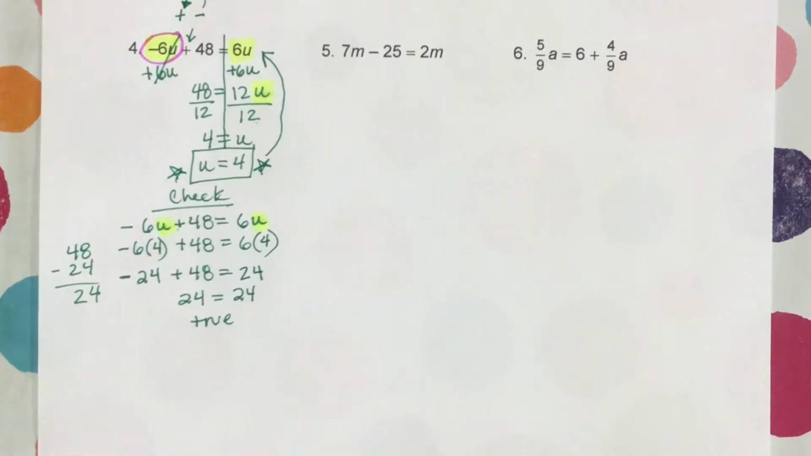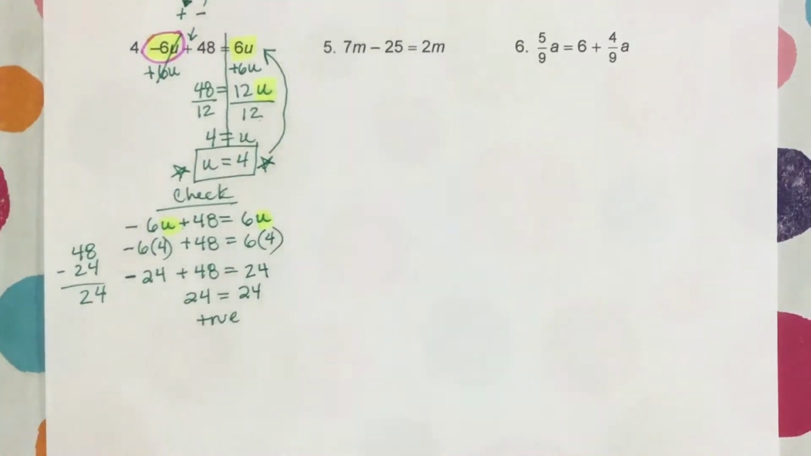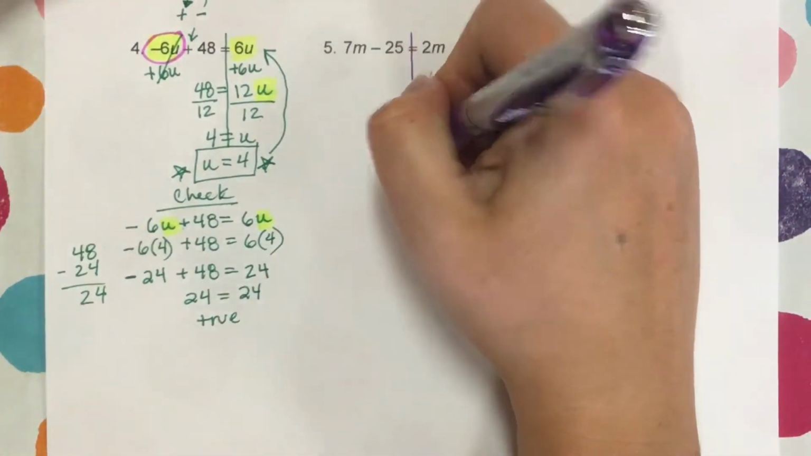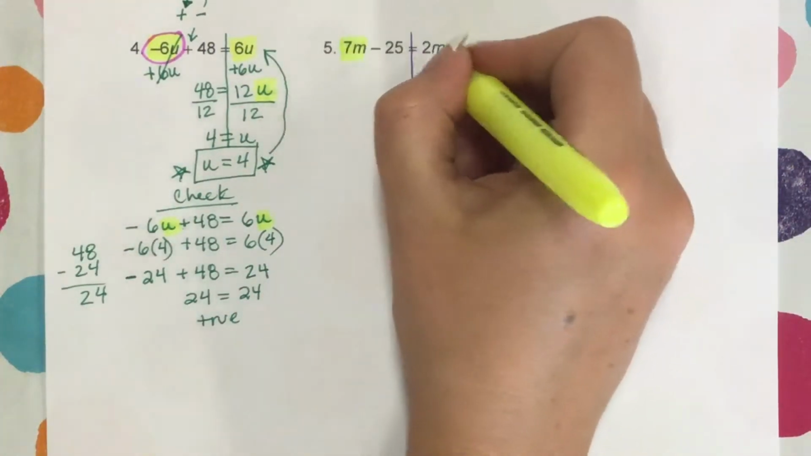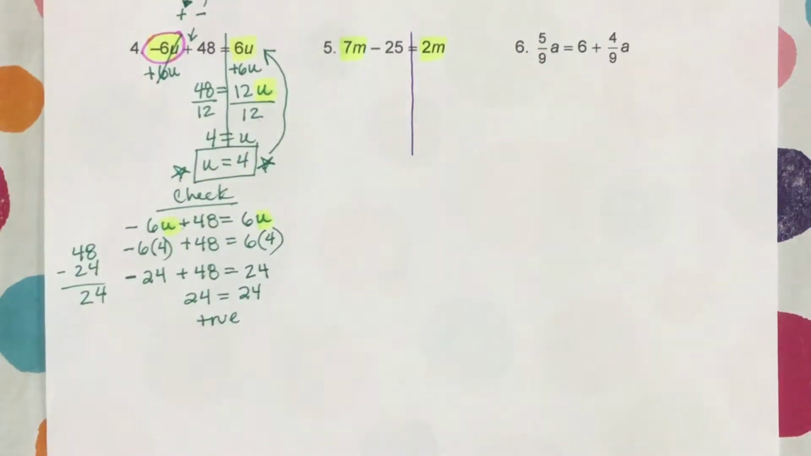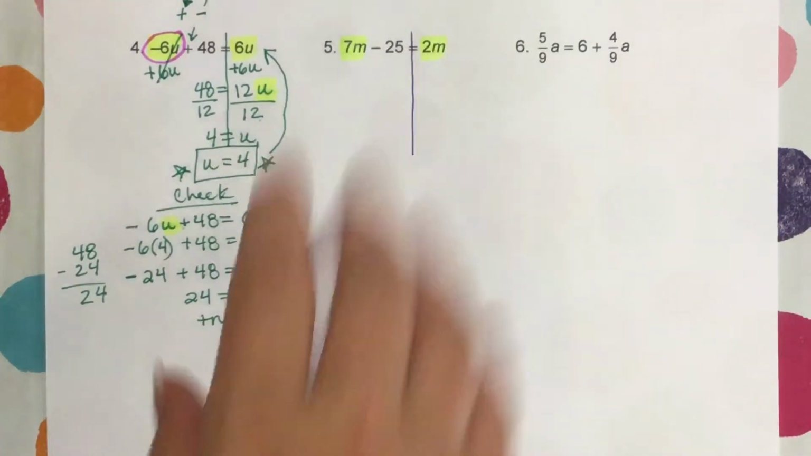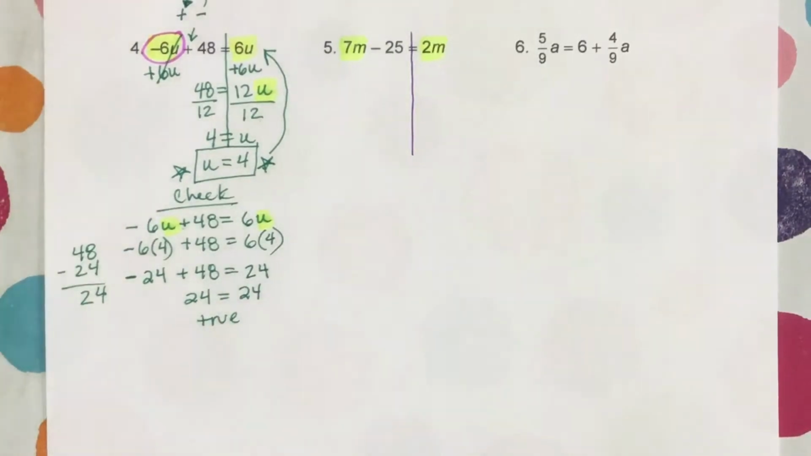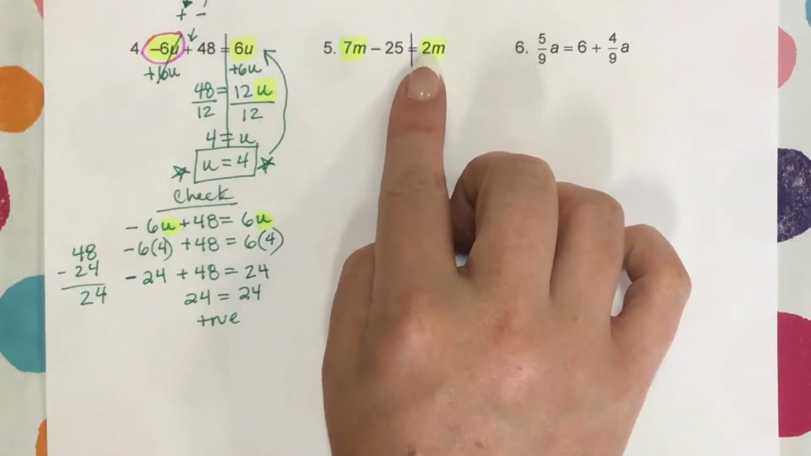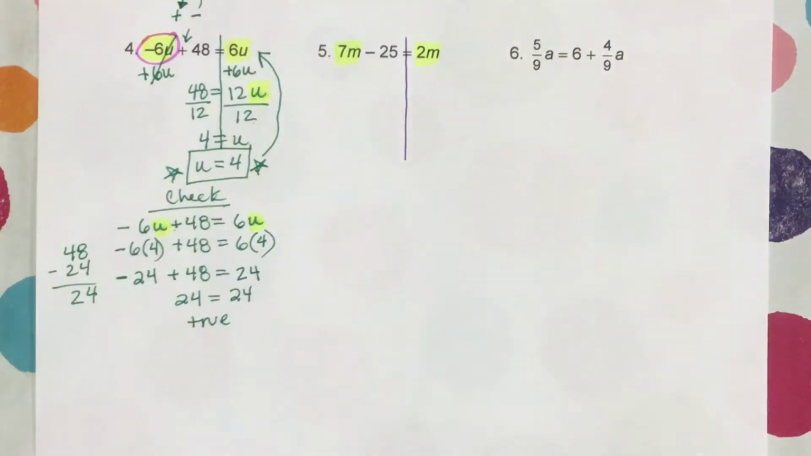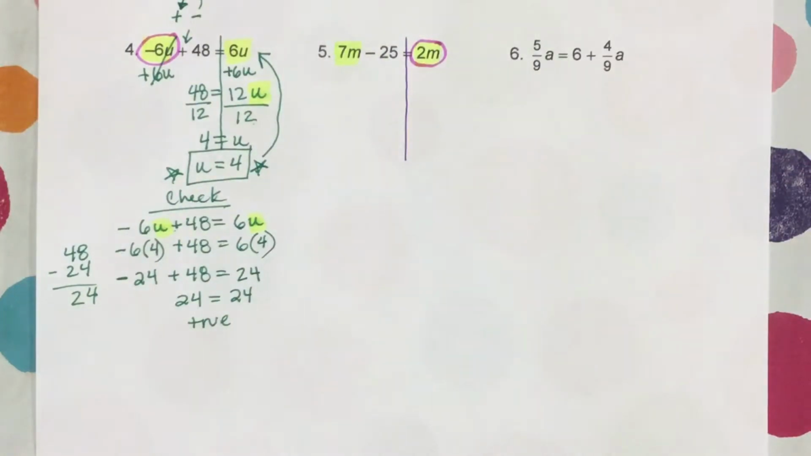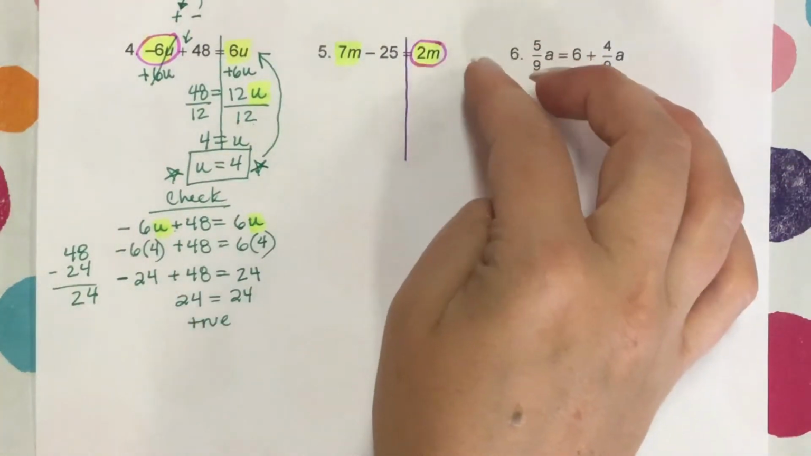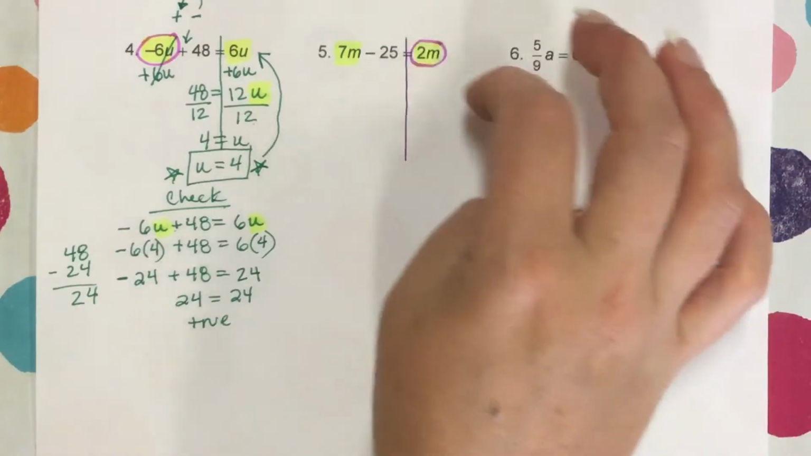Here we go. So we have 7m minus 25 equals 2m. So we're looking at this equal sign that splits the equation into two sides. I notice that I have a 7m on this side of the equation and a 2m on the other side of the equation. So I'm trying to figure out, well, what's the lesser coefficient between the two? And I know that 2 is less than 7, so that is the one that I'm going to be moving. Okay, so there's really nothing else over here, so I'm just going to do the inverse of a positive number, which would be a negative number.